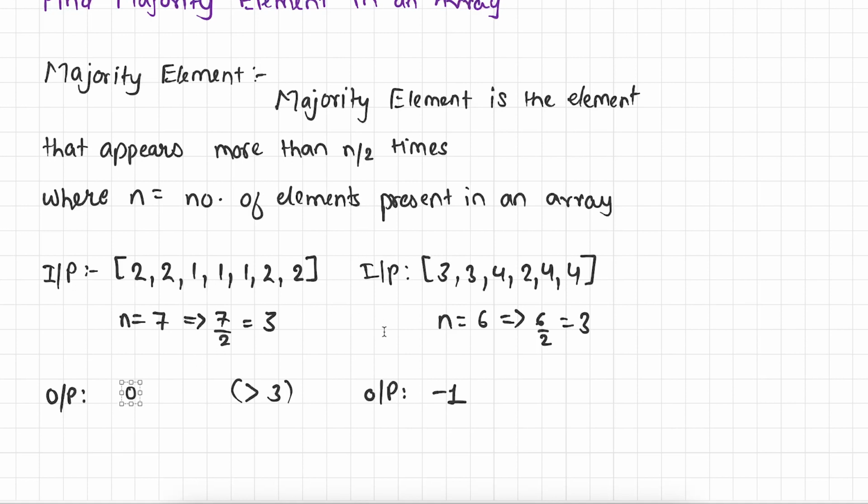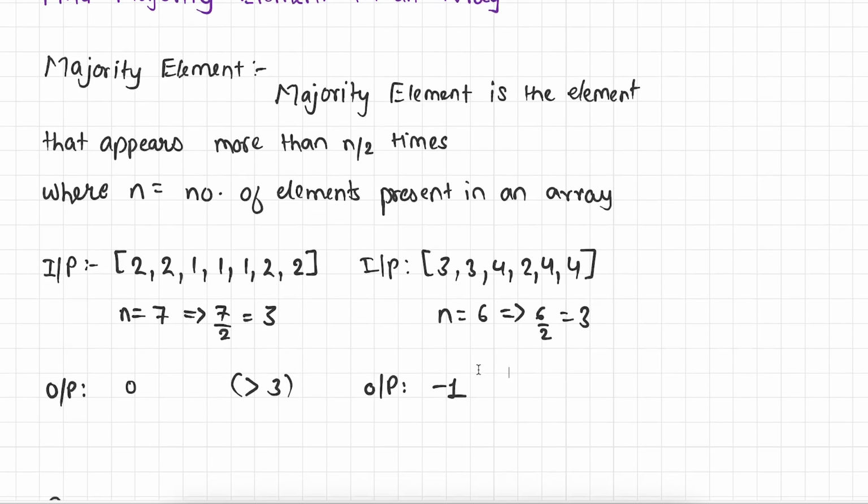Okay, let's see the next example. In the next example we have 3, 3, 4, 2, 4, 4. Here 3 appears 2 times, 4 appears 3 times. But the value of n is 6 and n divided by 2 is 3. So none of the elements appears more than 3 times in this input. So the output of this input is -1. If the majority element doesn't exist in the array, then we have to simply return -1.